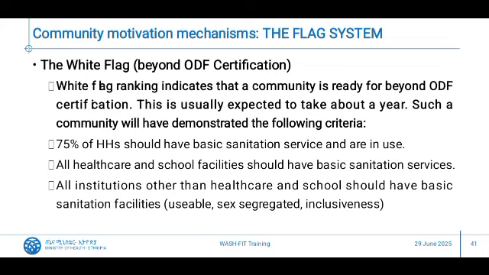Community motivation mechanisms is a flag system. The white flag: beyond the verification, white flag ranking indicates that a community is ready for beyond ODF certification. This is usually expected to take about a year. Such a community will have demonstrated the following criteria: 75% of households should have basic sanitation service and are in use. All healthcare and school facilities should have basic sanitation service. All institutions other than healthcare and school should have basic sanitation facilities that are usable, sex segregated, and inclusive.